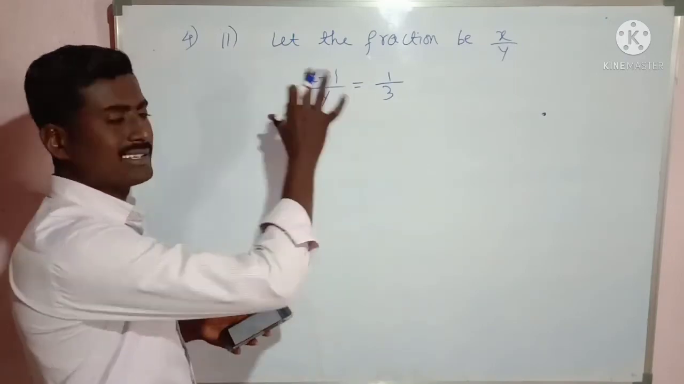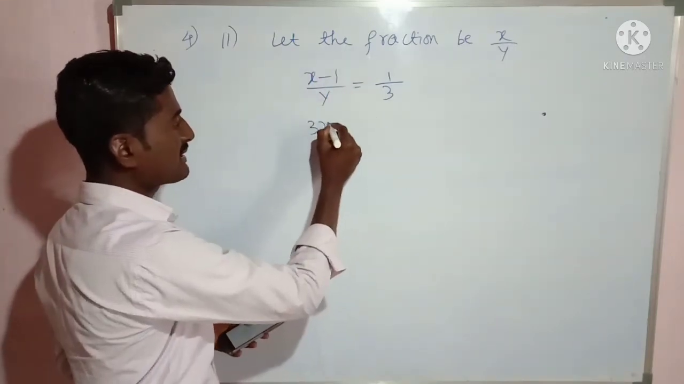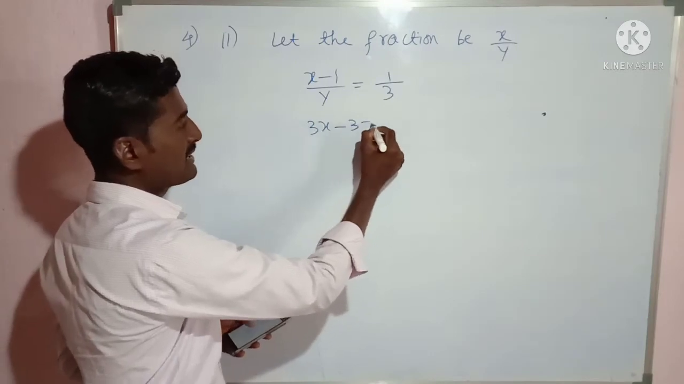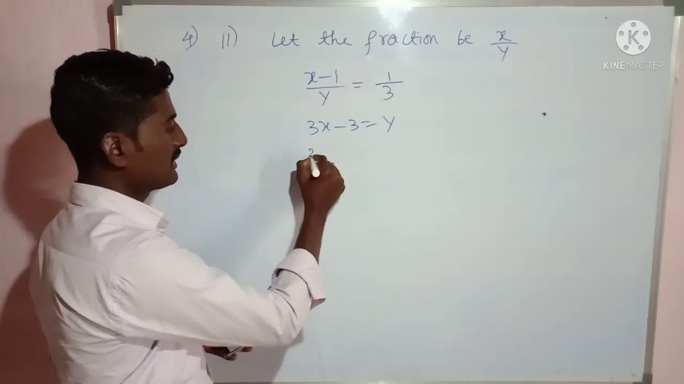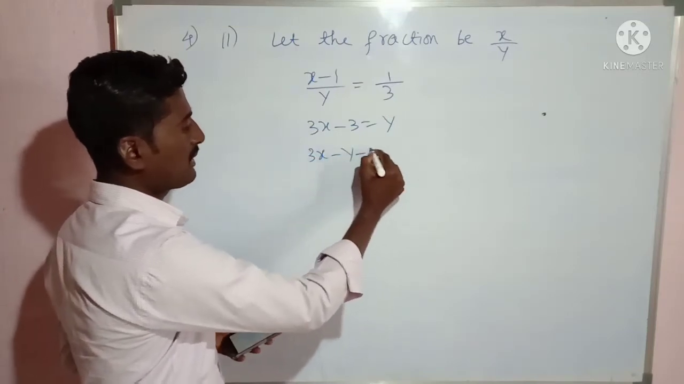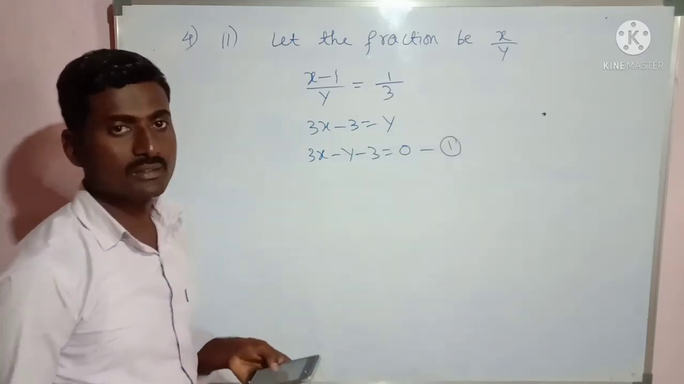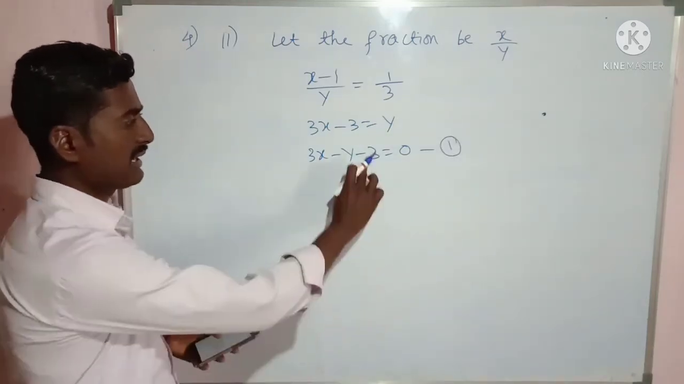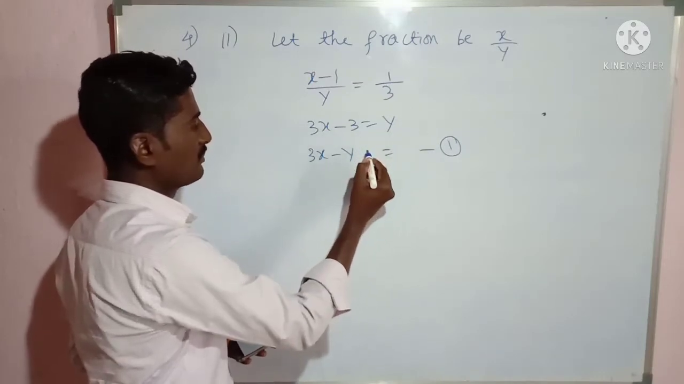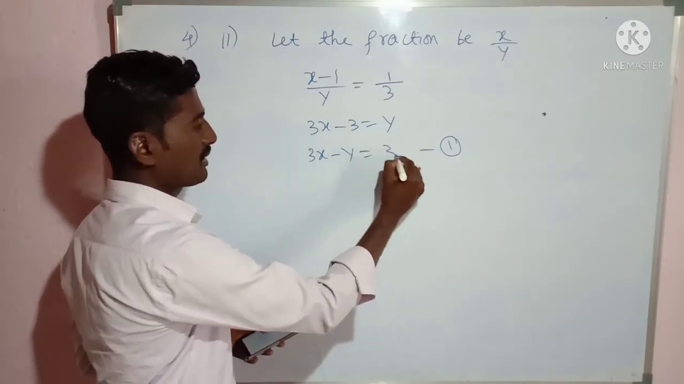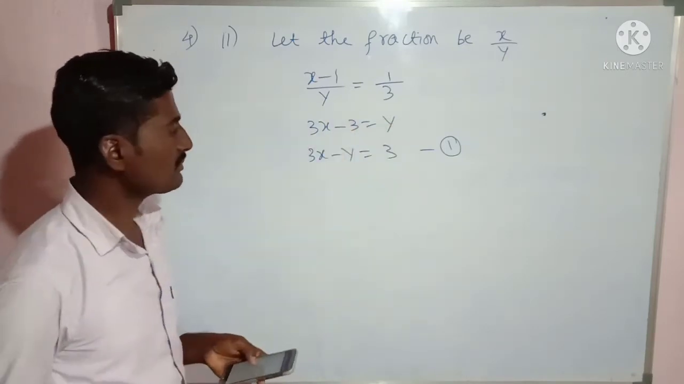Now we shall write this in a standard form. By cross multiplication I will get 3x minus 3 is equal to y. Now we take it to the left side: 3x minus y minus 3 is equal to 0. This is equation number 1. Or you can take this 3 to the right side also. Both are the same, no change at all. I have taken y to the left side and 3 to the right side.